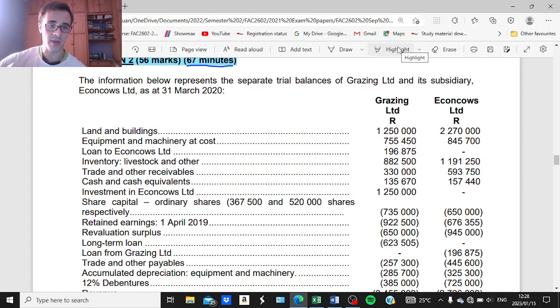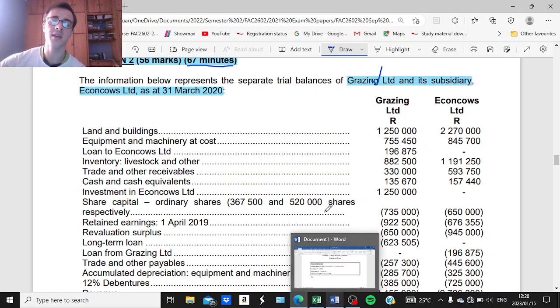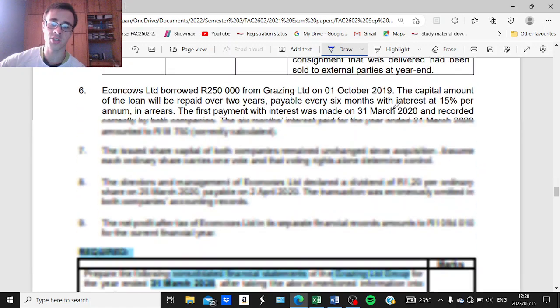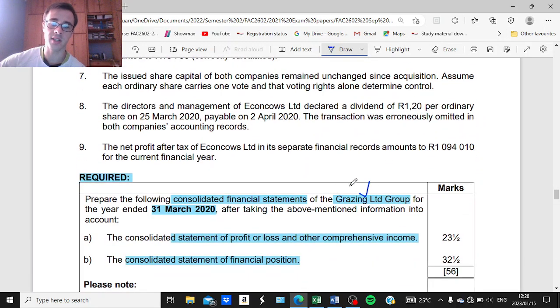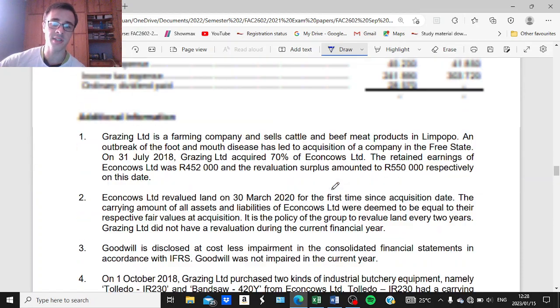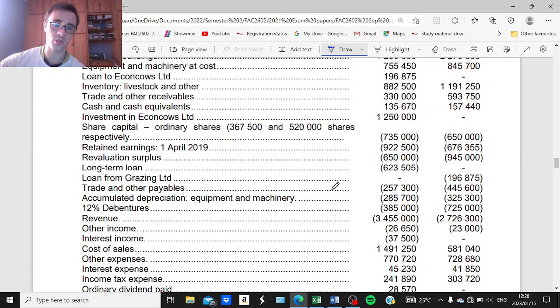All right, let's start reading the information. The information below represents the separate trial balances of Grazing Ltd and its subsidiary Econ Cows Ltd as at the 31st of March 2020. So it is clear that Grazing Ltd is the parent. Another way that you could have determined this is by studying your required section. The group is named after the parent, so Grazing Ltd is the parent in this question, and Econ Cows Ltd is the subsidiary.